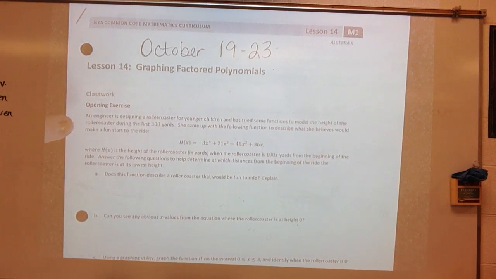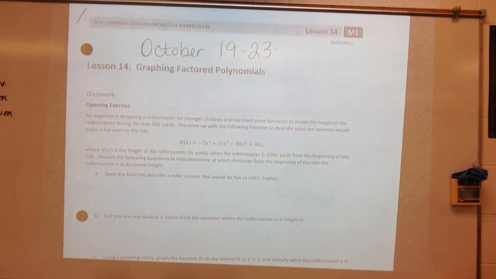It says an engineer is designing a roller coaster for younger children and has tried some functions to model the height of the roller coaster during the first 300 yards. She came up with the following function to describe what she believes would make a fun start to the ride. h of x is equal to negative 3x to the fourth plus 21x cubed minus 48x squared plus 36x, where h of x is the height of the roller coaster in yards when the roller coaster is 100x yards from the beginning of the ride. So in other words, we're 100 yards from the ride, and this is what's going to happen.